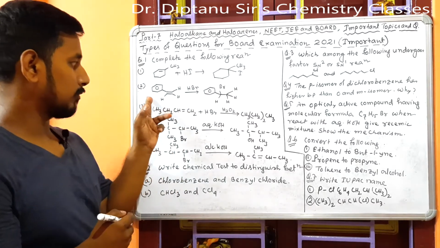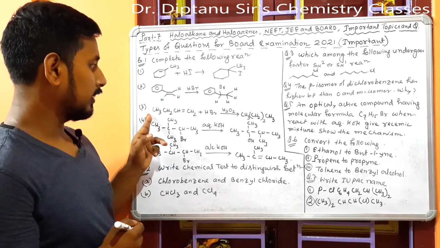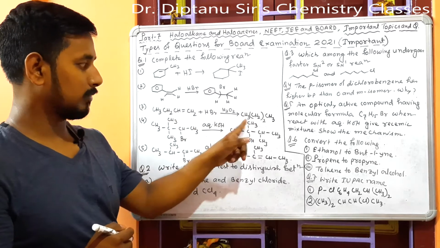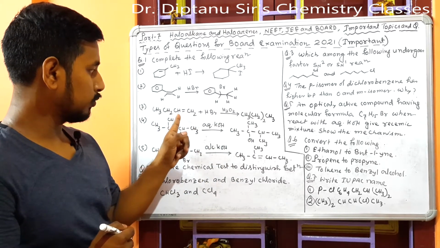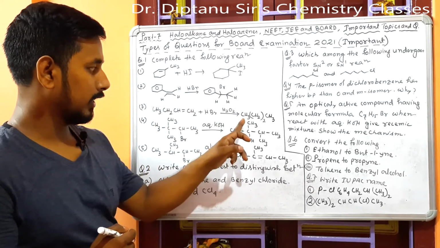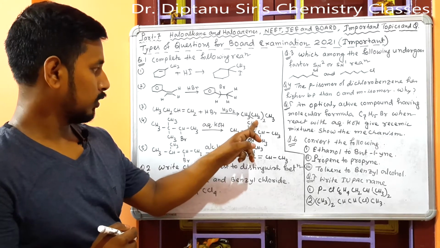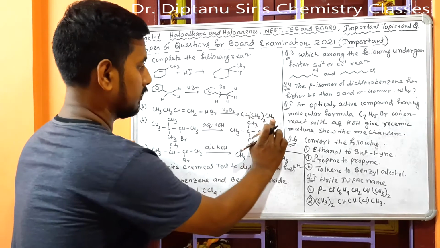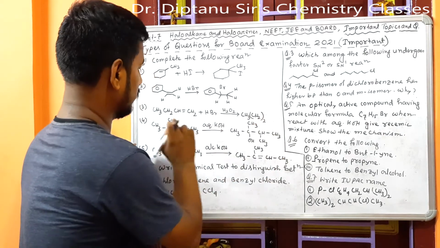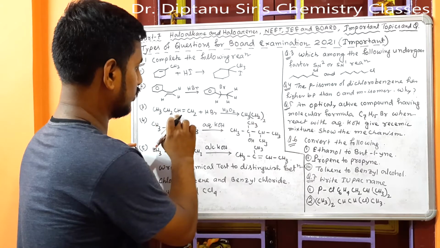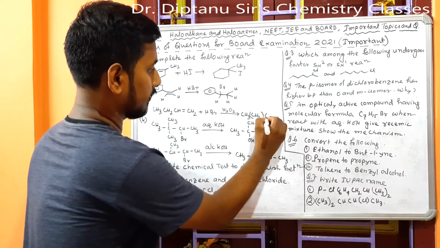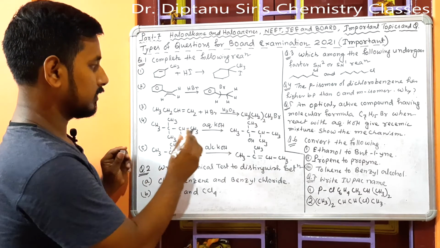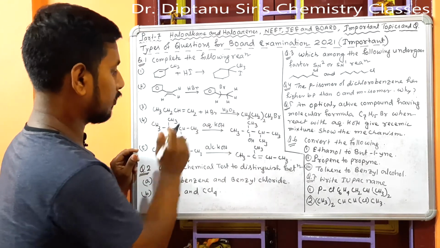This is question number 2, and question number 3 is the anti-Markovnikov rule. Question number 3, here this is the product CH3 CH2 CH2 CH2 Br. Sorry, this is the wrong one. CH3 CH2 CH2 CH2 Br. So this is the answer for the case of peroxide.